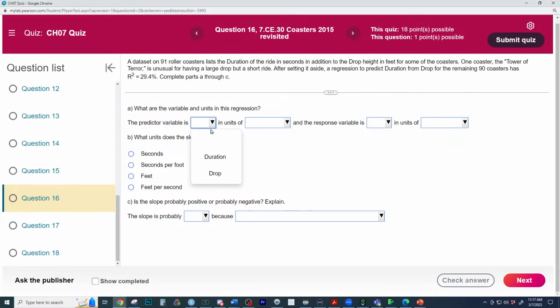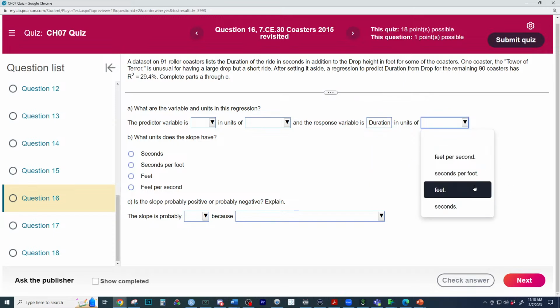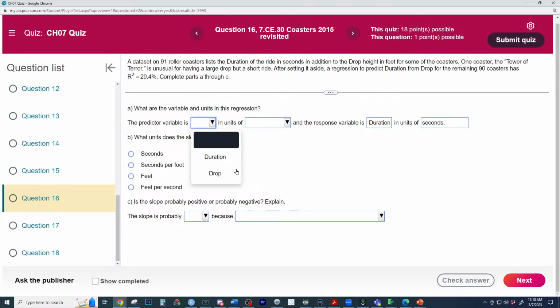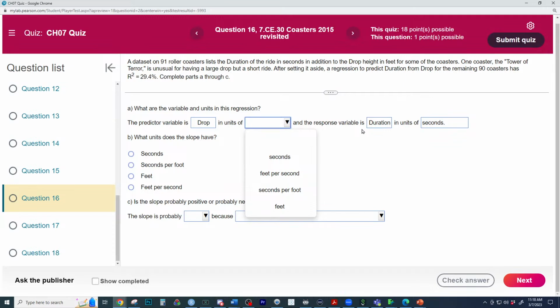What are the variables right here? The predictor variable, oh gosh, I hate these words. The response variable. Yeah, I love response. The response variable is we're trying to figure out how long the ride lasts, and that's going to be in seconds. And then the predictor variable that's going to predict the duration is going to be the drop. And the units of the drop, height in feet. So it is in feet. There we go.